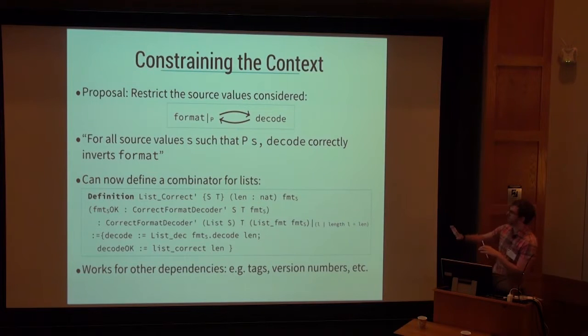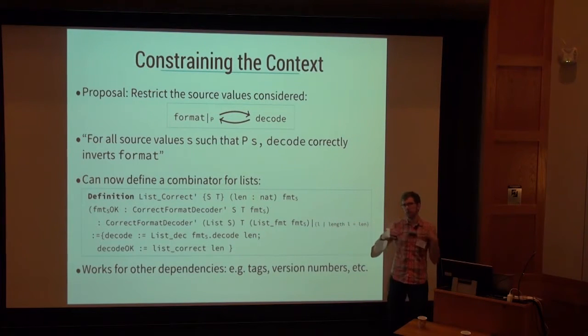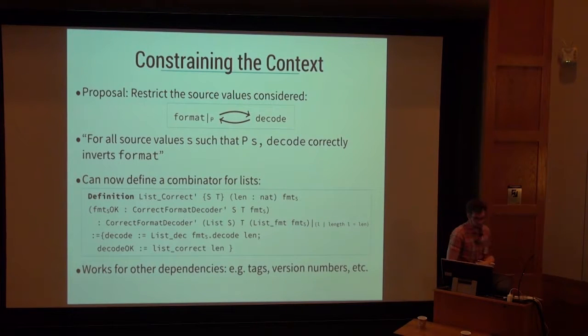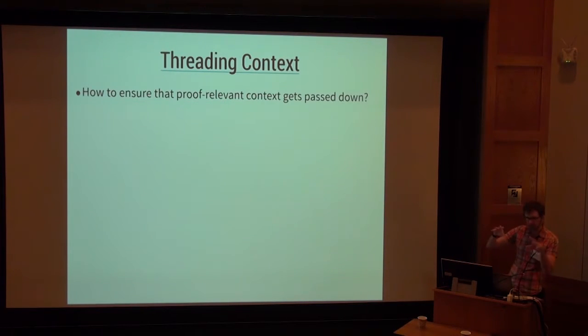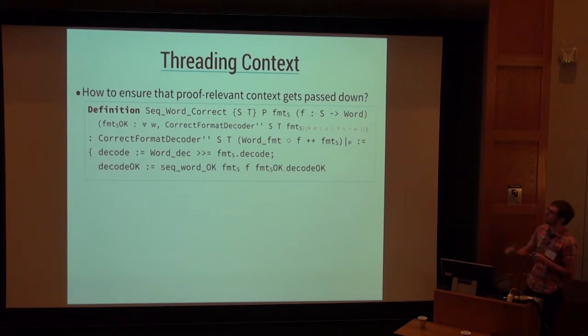Okay, so this is good so far. We figured out how to define these combinators modularly. But now, in order to use this combinator, when we're working our way through the proof, we need to make sure that our proof is passing along this information so we can actually apply it and get this proof of correctness out. So how are we going to make sure that the context about what's been decoded before gets passed down to subsequent decoders? There are many ways to do it. Here's how we're going to do it.